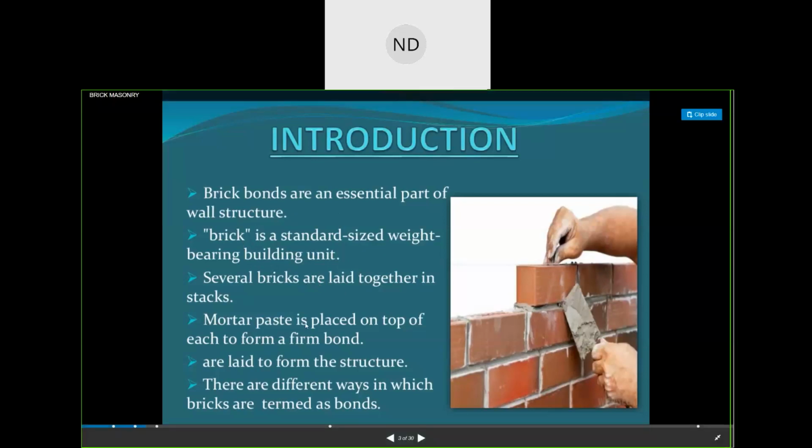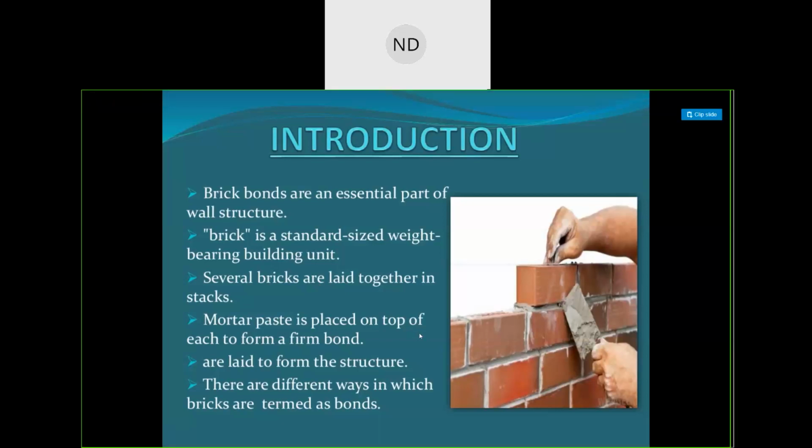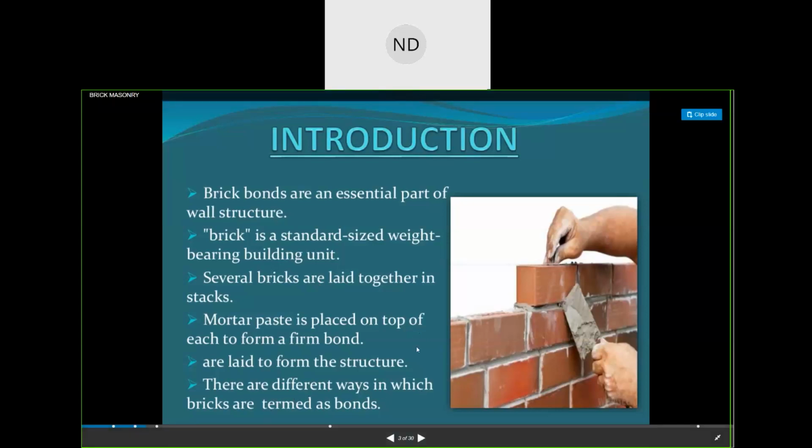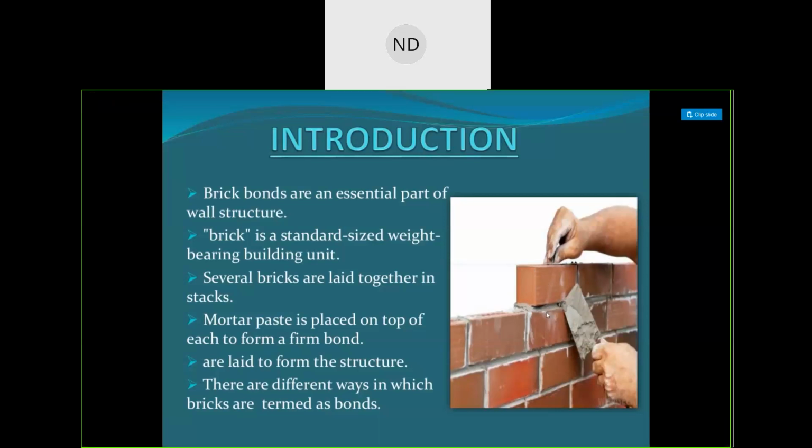Several bricks are laid together in stacks, with mortar placed on top of each to form a firm bond. These are laid to form the structure. There are different ways in which bricks are termed as bonds. We are joining these bricks together by bonding them together. There are different types of bonds for a brick, which form together when we join or bond the bricks together. It will give us a masonry, so brick masonry will be formed. There are different bonds with the help of which a brick masonry is formed.